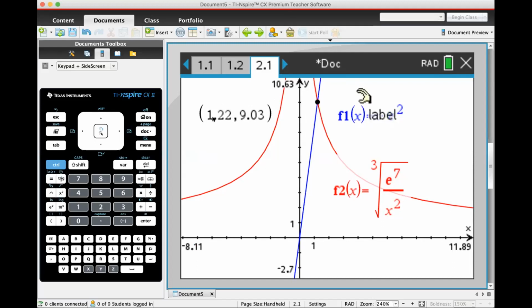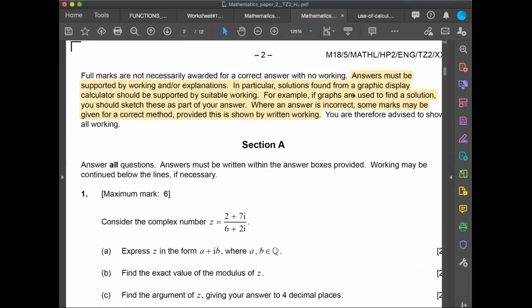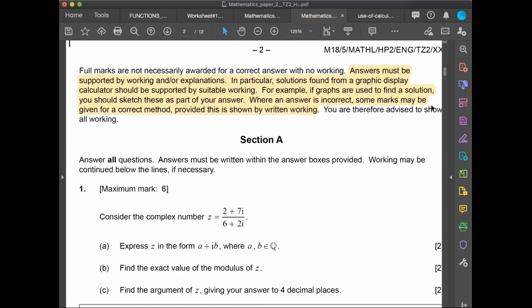I'm going to that question paper that I had highlighted for you all. Look at what it says: answers must be supported by working and/or explanations. In particular, solutions found from a graphic display calculator should be supported by suitable working. What does suitable working mean? For example, if graphs are used to find a solution, you should sketch these as part of your answer.